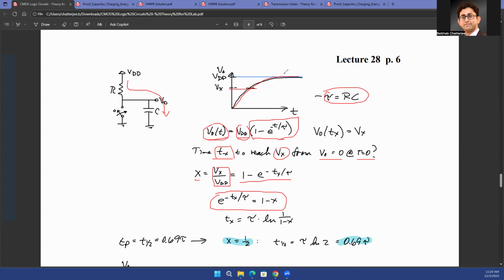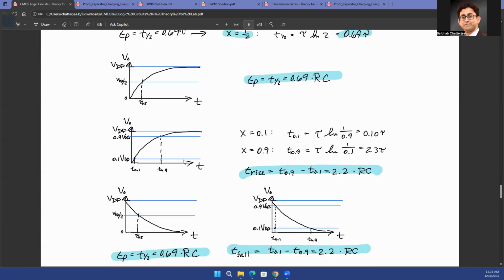overall voltage, let's say you want to reach VDD over 2. In that case, your x is equal to half. So 1 over 1 minus x is going to be 1 over half, that is equal to 2. So your Tx is going to be tau times ln 2. And that is the equation that we talked about in the last page. If you want to reach 50% of the full level of the VDD, in other words, if you want to reach VDD over 2 from 0 voltage level, then the time taken to reach there is equal to tau times ln 2, or 0.69 times tau, where tau is equal to R times C.